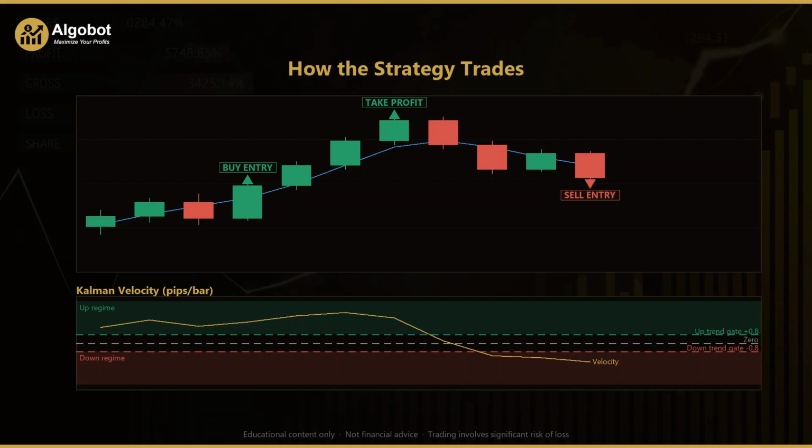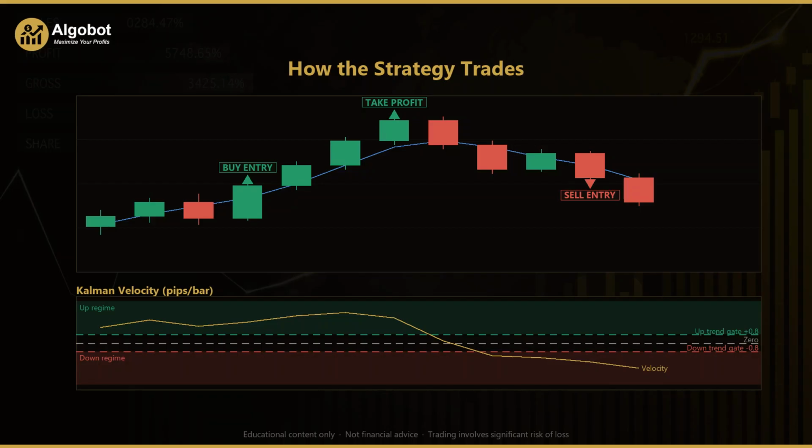The setup mirrors what we just saw. As price grinds down, one candle stages a small rally and closes back above the blue filtered level, a bounce against the prevailing downtrend. That rally is the pullback in a down regime. Again, the strategy waits for confirmation.